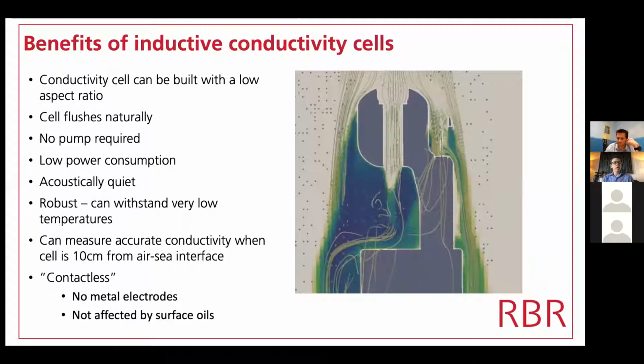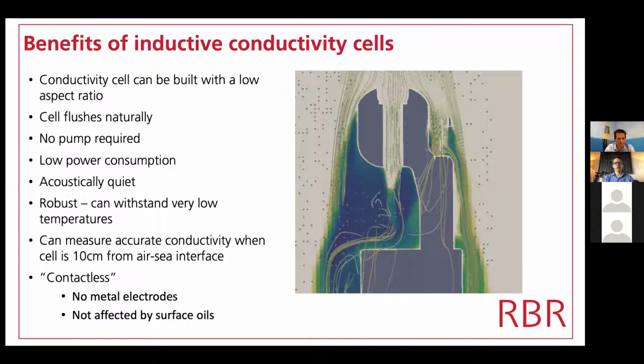So the actual inductive conductivity cell, what are the benefits of this? As Damien was speaking, people are very familiar with the electrode-based conductivity sensors. The inductive one can be built with very low aspect ratios. That means it can be designed to integrate into the platform, and especially on profiling platforms, it can reduce the drag tremendously.